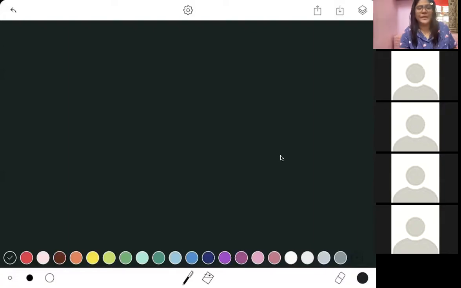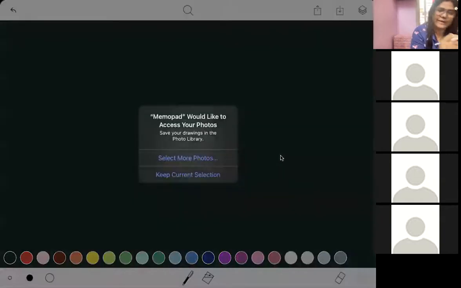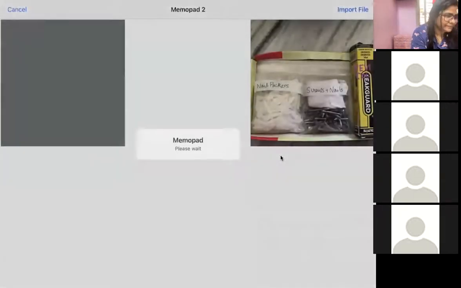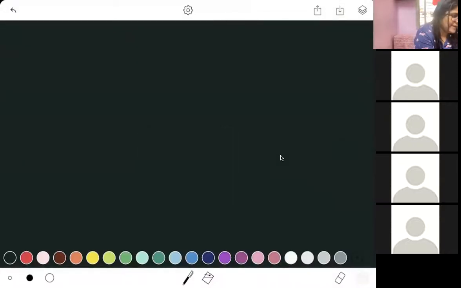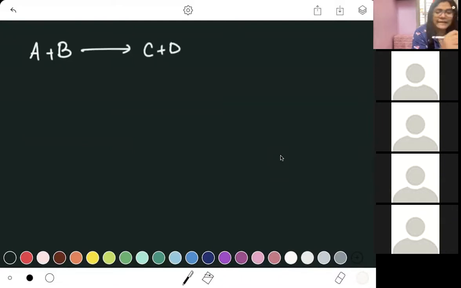Now what we're going to say is, let's say I have this particular reaction here with me. Let's say I have A plus B that is giving rise to C plus D. This is the reaction that I have with me. On my left hand side, what I have are called my reactants. On my right hand side, what I have are called my products.